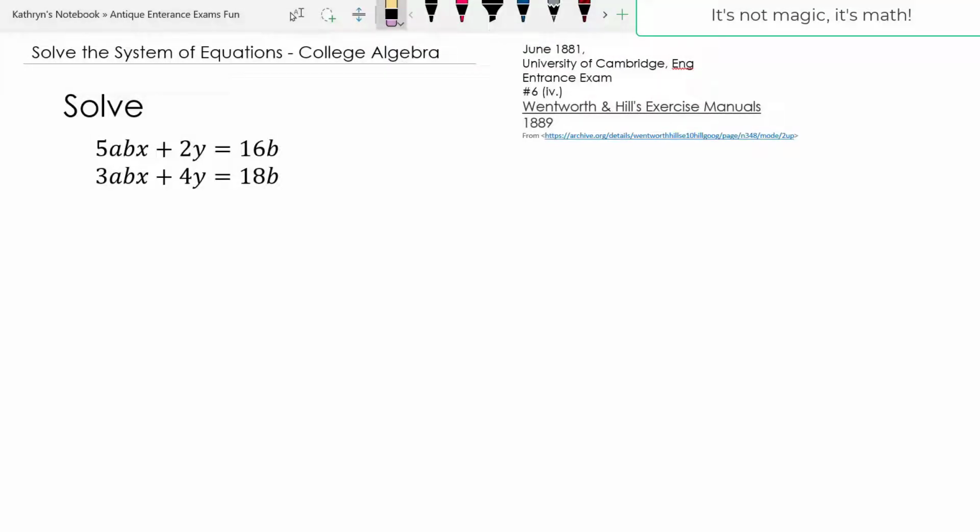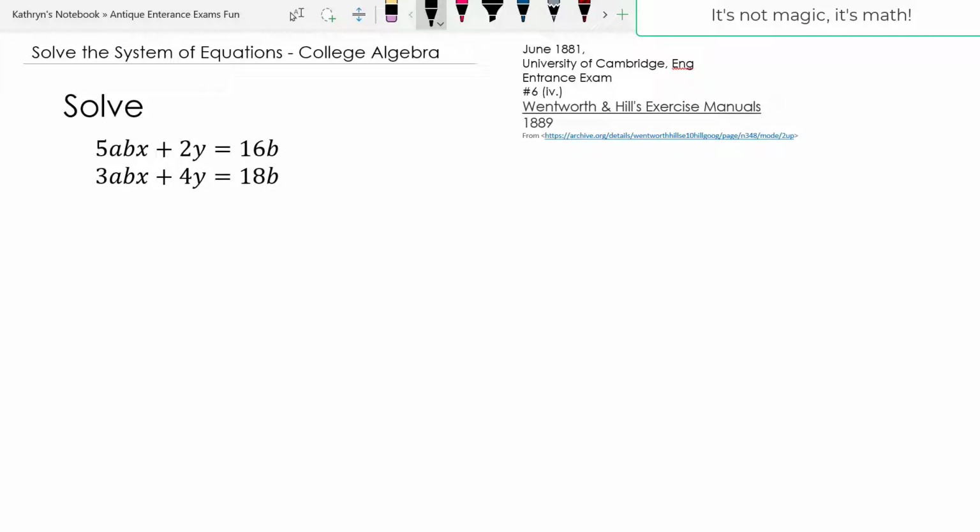Let's solve the system of equations. What's really cool about this problem is it comes from the June 1881 University of Cambridge entrance exam. Yeah, you can find all this really cool stuff at archive.org. Well, let's start this one.